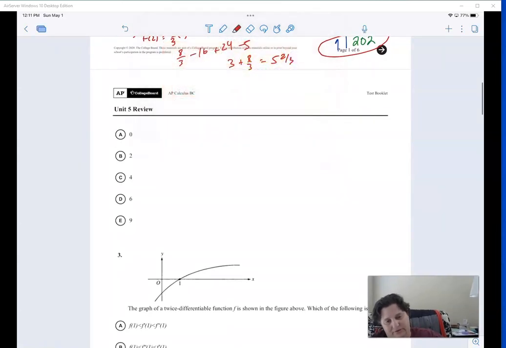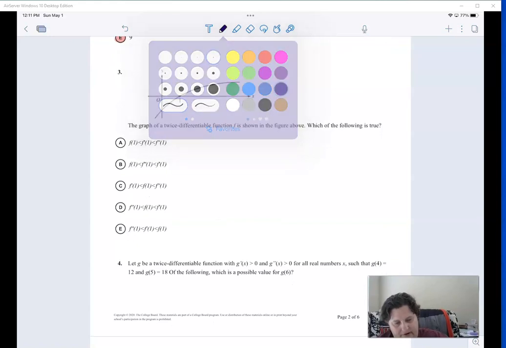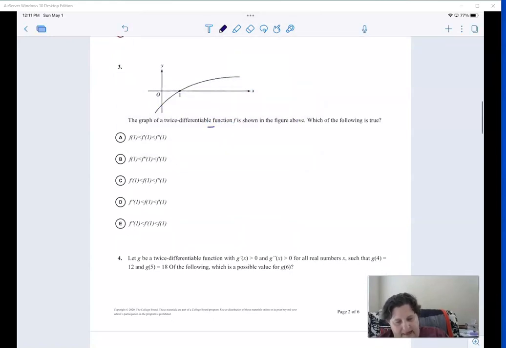Here we go. Okay. All right. We got a graph. What is this a graph of? Before I even read, F is shown in the figure above. Which of the following is true?